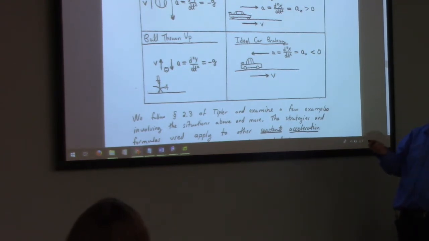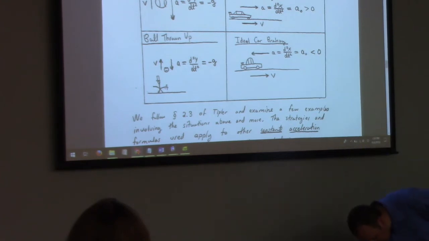All right. If you throw a ball upward, the velocity is upward, right? But what's the acceleration? Downward, right?